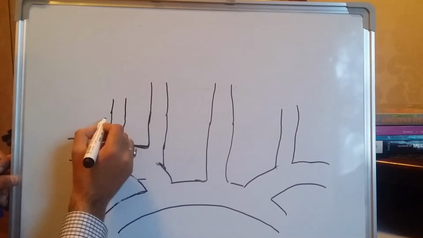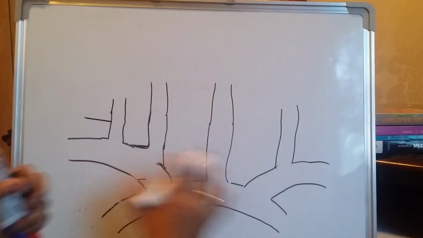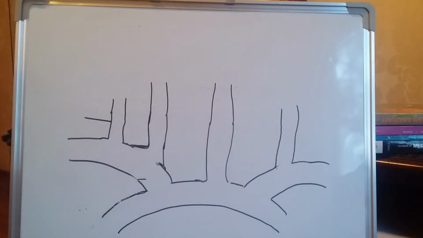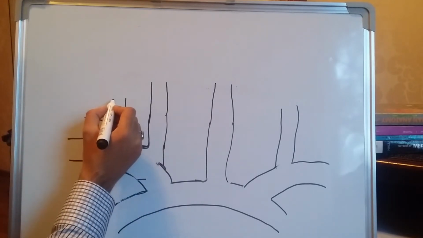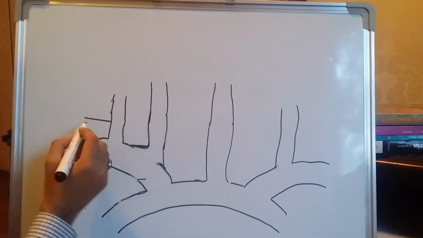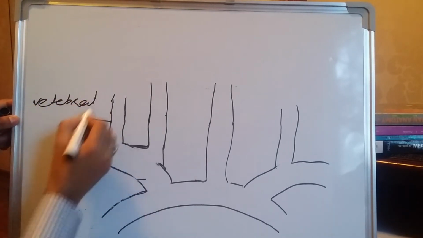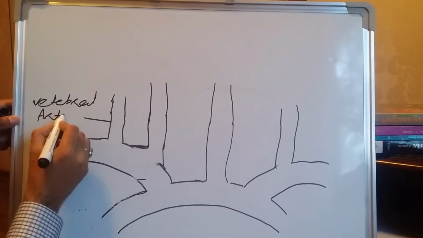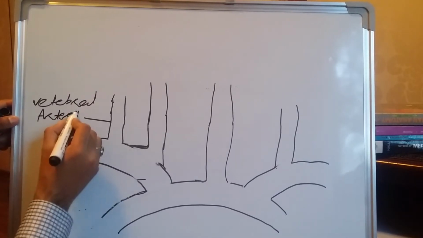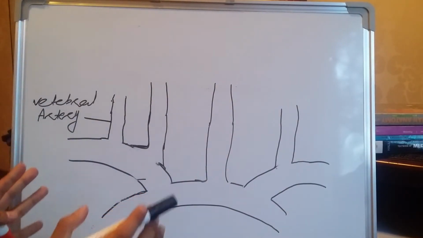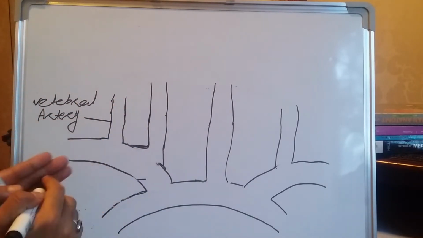If you look at both trunks, the right and left subclavian trunk, they give rise to the same artery. So this is called the vertebral artery. This is also a vertebral artery. The vertebral arteries originating from the subclavian artery move upward on both sides of our neck.